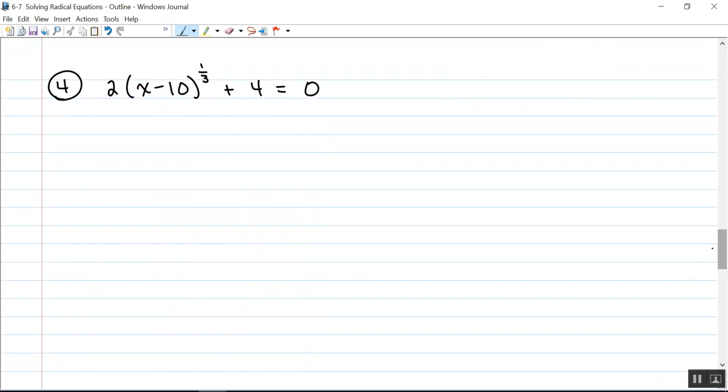And let's take a look at this example here, number 4. 2 times the quantity x minus 10 raised to the 1/3 power plus 4 equals 0. So the first thing I want to do is, I don't really have a square root in this one, but I do want to isolate the expression that's raised to the rational power. So I want to get x minus 10 to the 1/3 power all by itself. So let's start by subtracting 4 on both sides.